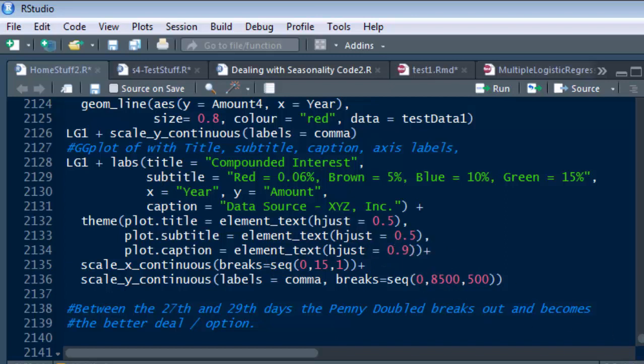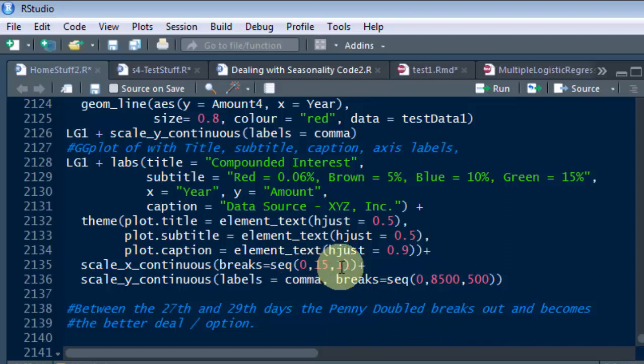Then I've got these two, scale X and Y continuous, breaks equals sequence for the X. Remember, we're at years 0 to 15, and I want to show them one apiece. So I want to see every year. I want to see it at 1. I want 2. I want 3. I want 4. I want 5. So to do that, I start at 0, I end at 15, comma, and then I do breaks by 1, every year. That's what that means.